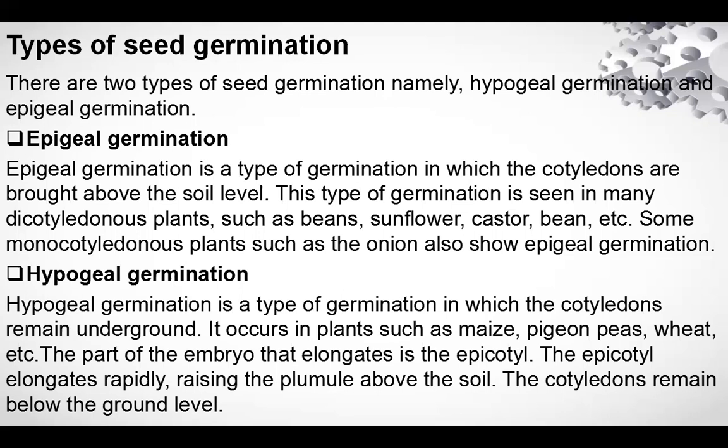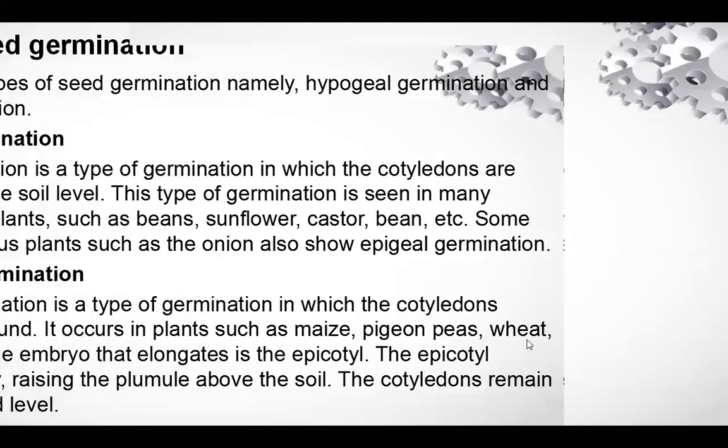While hypogeal germination is the type of germination in which the cotyledons remain underground. It occurs in plants such as maize, peas, wheat, and others. In this hypogeal germination, the part of the embryo that elongates, the epicotyl, elongates rapidly, raising the plumule above the soil, while the cotyledons remain below the ground level. So that's all for this video. Thank you for listening.